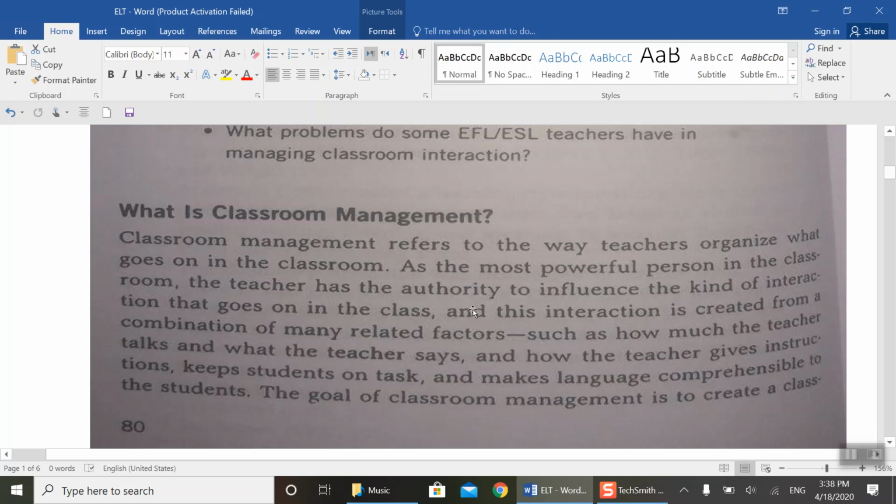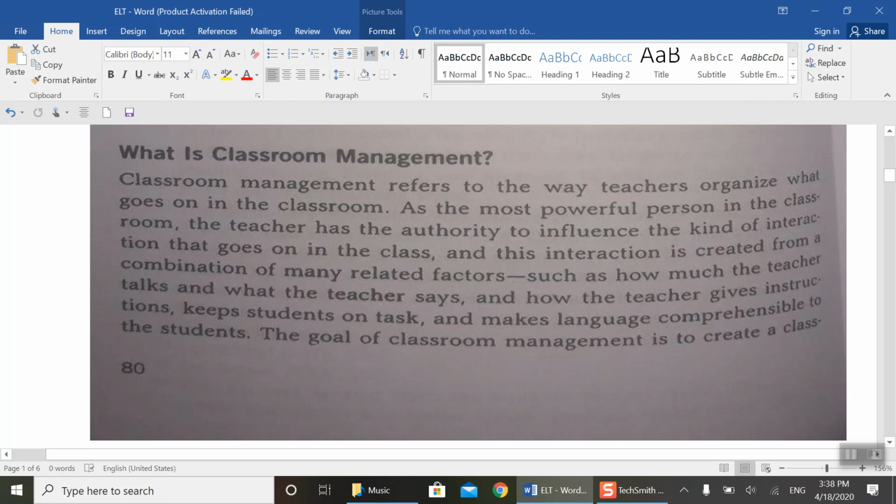Why? The teacher has the authority to influence the kind of interaction that goes on in the class, and this interaction is created from a combination of many related factors. What does the teacher do inside the class? For example, how much the teacher talks, what the teacher says, how the teacher gives instructions, keeps students on task, and makes language comprehensible to the students. You see, all these things are done by the teacher who has the authority inside the classroom.